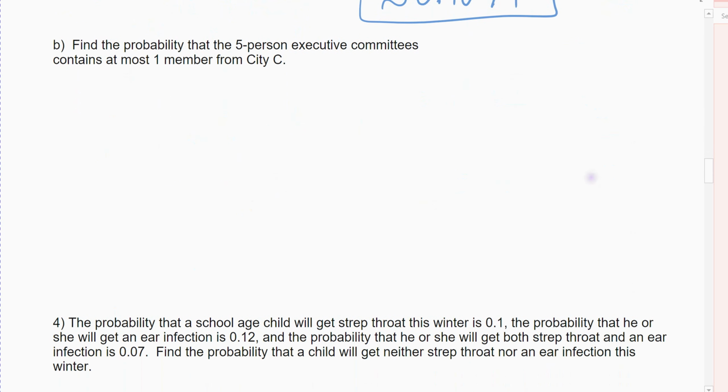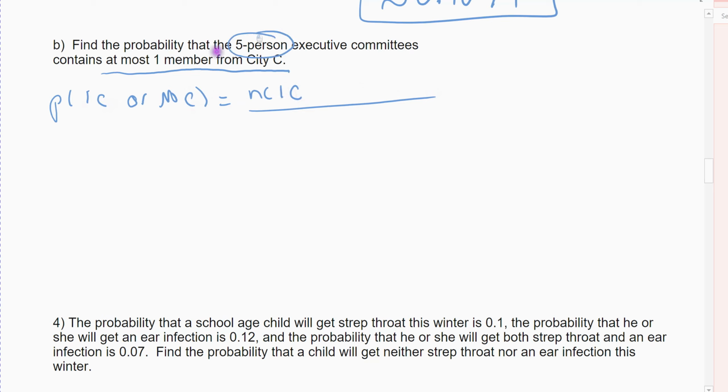The second part of this problem, part B, so we're still picking a 5-person committee, but this time we want a committee that contains at most 1 member from City C. Remember, at most 1 member from City C means 1 or fewer. So I pick 1 member from City C, or no members from C. So up top would be the number of ways to get 1 member from C. Remember, I have to finish my committee. So there's a hidden and statement.